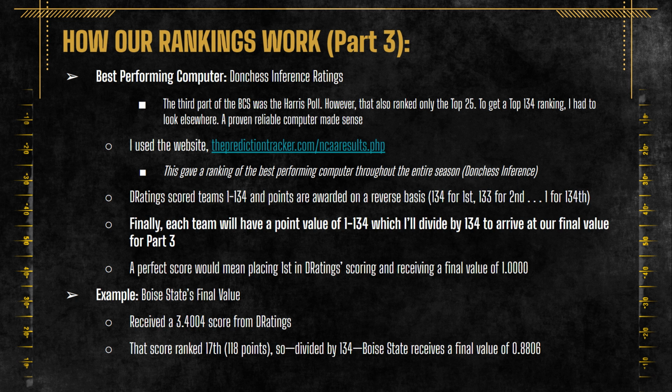So why not just use a proven computer, which for this season was the Dokter Inference Ratings, or D ratings. They scored teams 1 through 134, and I'm just going to award points on a reverse basis like the other 2 sections. So for Boise State, they received a 3.4004 ranking from D ratings, which ranked 17th. Awarding points on a reverse basis, they get 118 points divided by 134. They get a final value of 0.8806 for part 3.